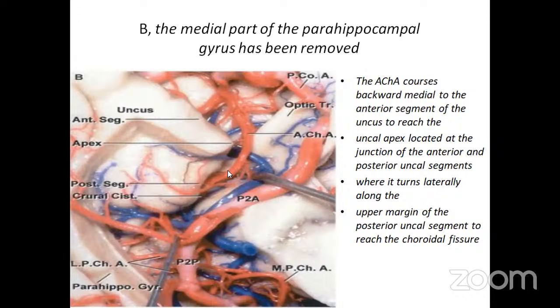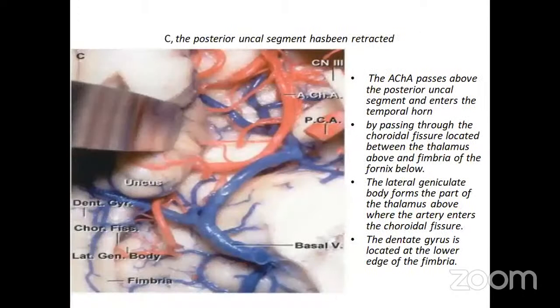The anterior choroidal artery, this is the uncus. The uncus has two segments, anterior segment and posterior segment, and where both these segments join, this is known as the apex. The anterior choroidal artery goes through the crural cistern, and after passing through the crural cistern, it appears at the upper margin of the posterior uncal segment to reach the choroidal fissure.